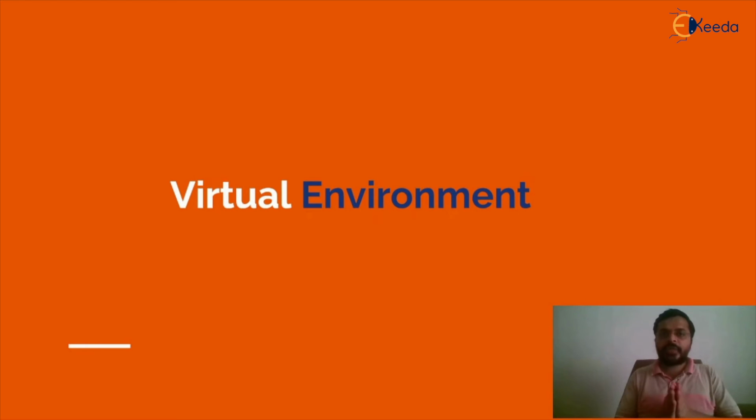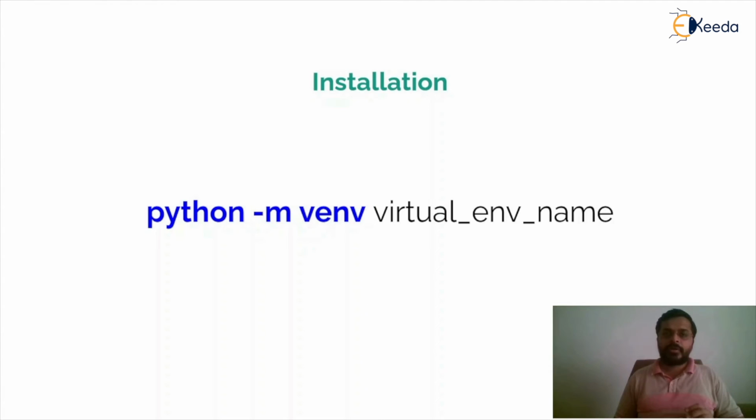So let's see how we can create a virtual environment. To create a virtual environment, we will have to install the virtual environment. Python 3 already has a module called virtual environment, which is short-formed into venv. So to install a virtual environment, we type this command: python -m, which stands for the module that we want to use. venv is our module, and then the virtual environment name, basically the name of the virtual environment that we want to create. This will create a directory in our current directory.